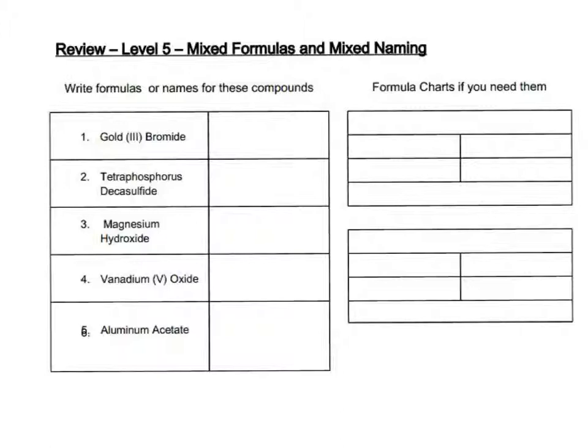When you look at number 4, vanadium 5 oxide. Here we have another Roman numeral, and since you don't see prefixes, you know you need a formula chart. Vanadium is V, and the Roman numeral V means +5. Oxide is O, charge of -2. To balance this out, you're going to cross the 5 over to the O, and the 2 over to the V. This formula would be V2O5.